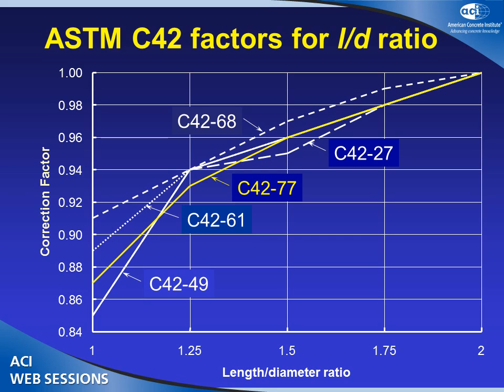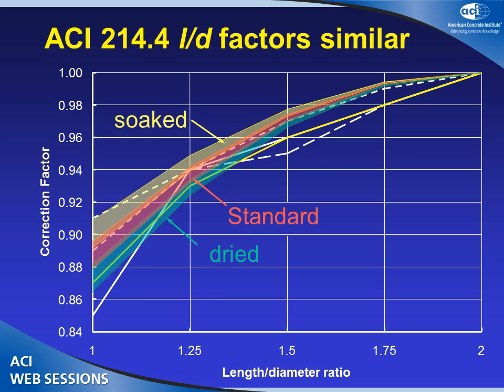The ASTM C42 1927, that's the first edition of the core test standard in ASTM. And you can see that the results are not all that different from what appears in more recent editions of C42. The length to diameter correction factors depend on whether you soak your cores, whether they're standard in accordance with the current C42 practice, or whether they've been dried in air. But generally speaking, they fit the general trend of the historic numbers.